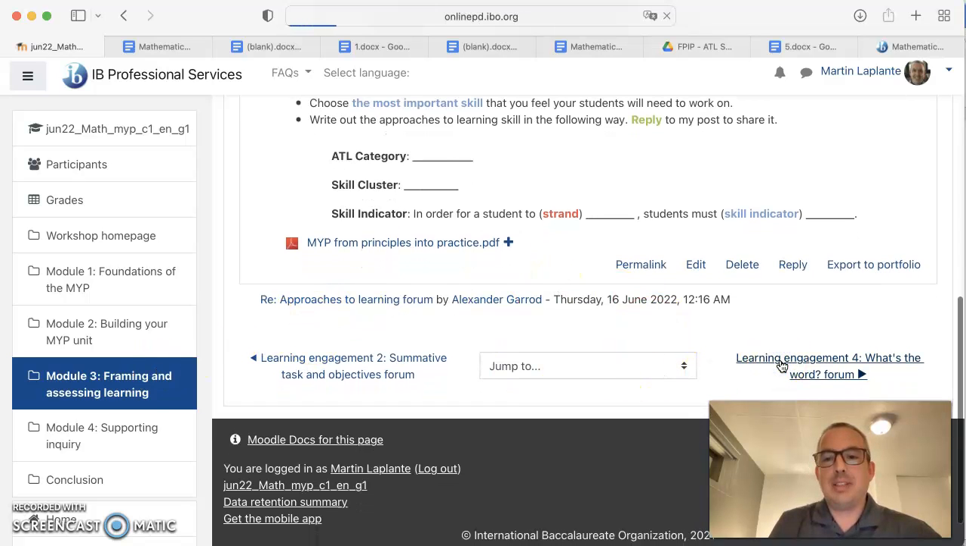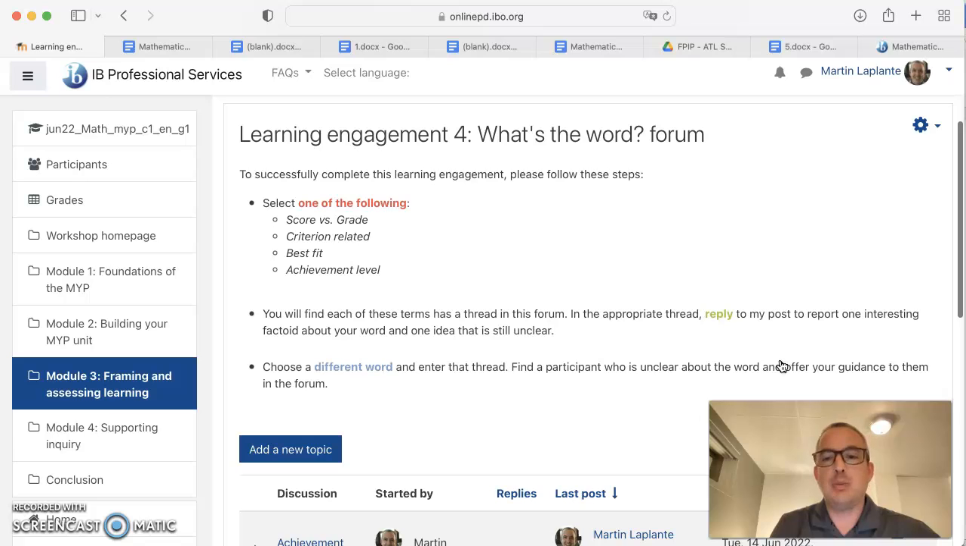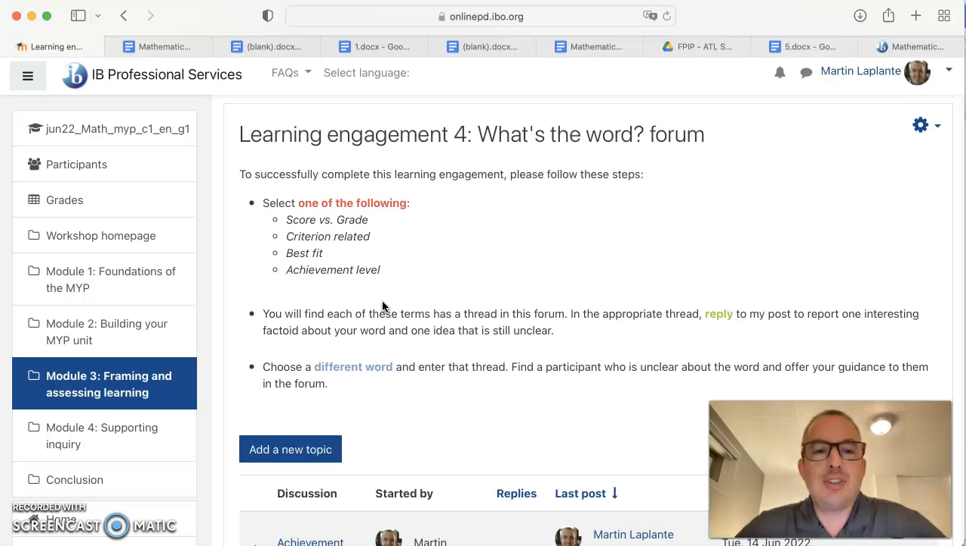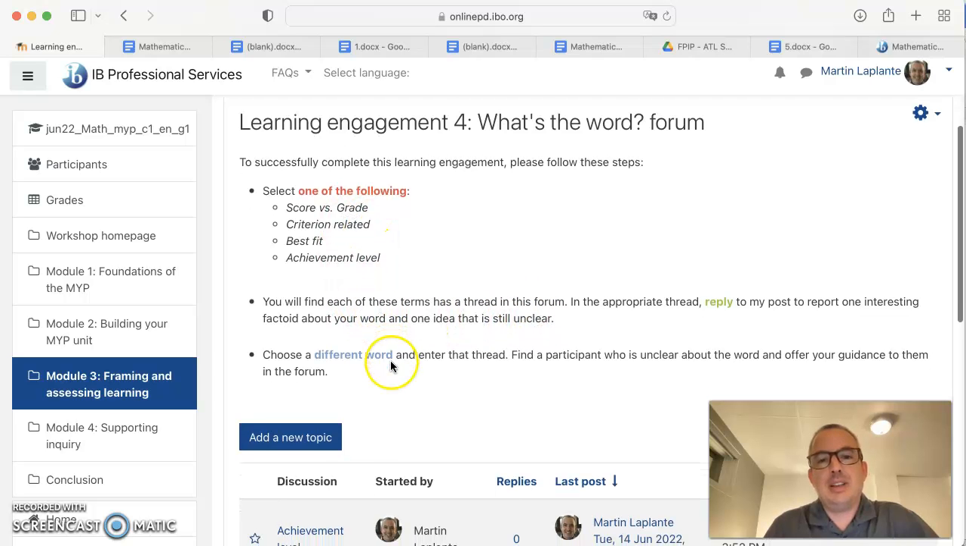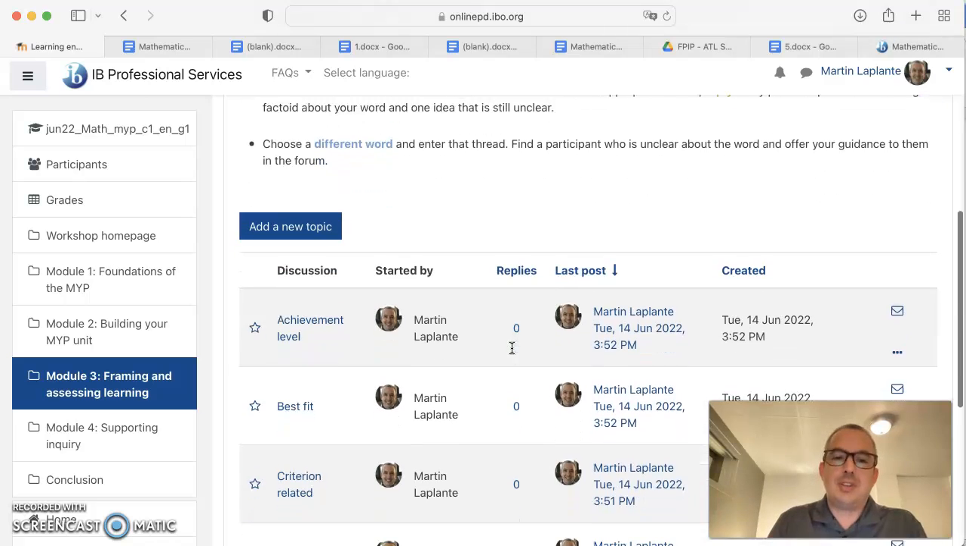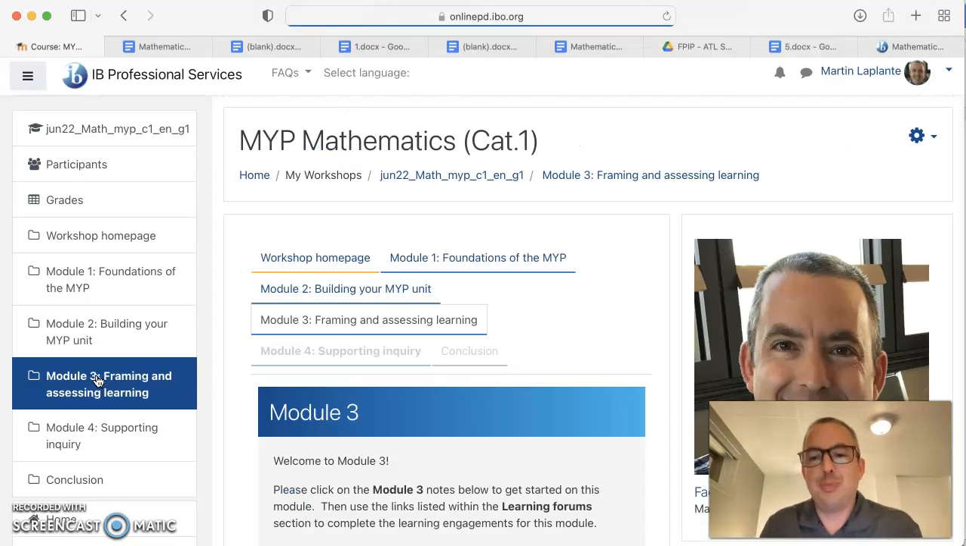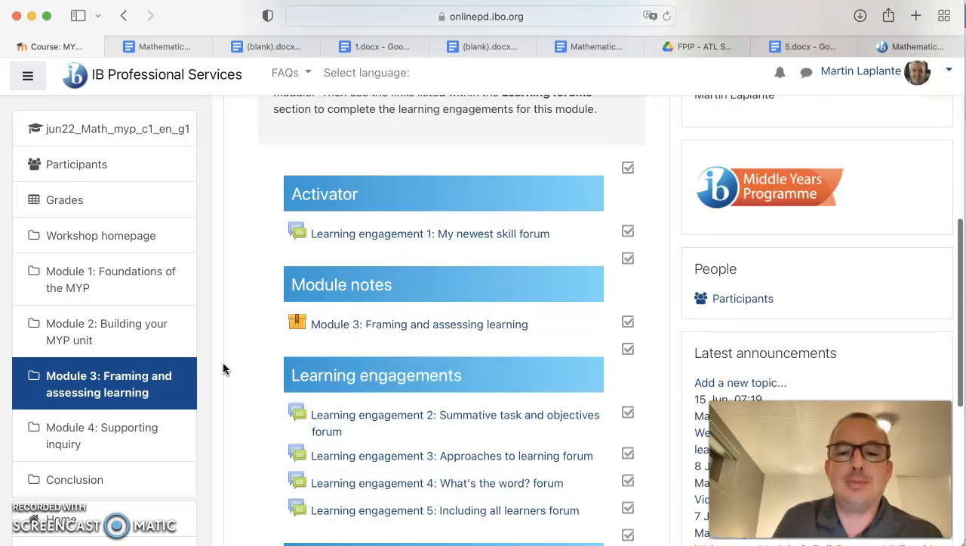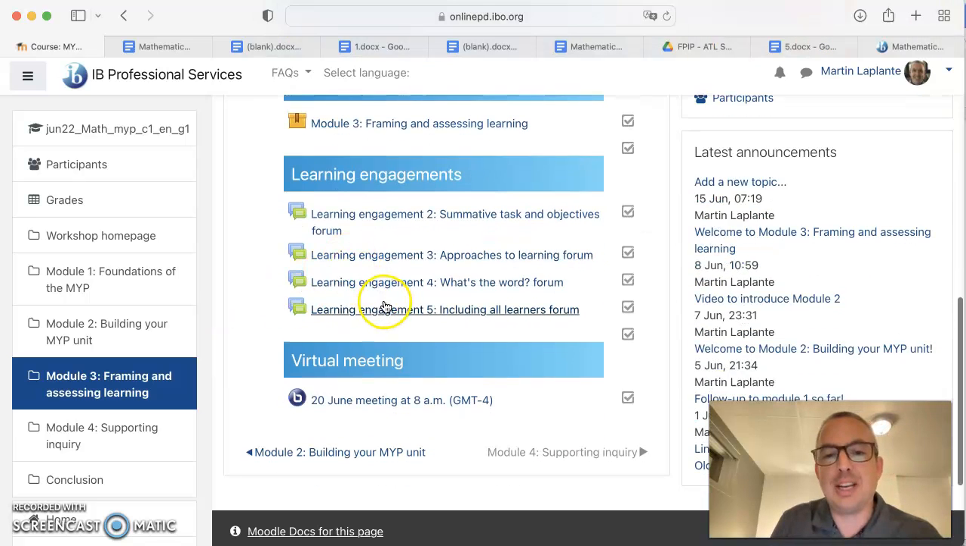The word forum is basically using the module notes. You just have to choose one of these words or terms and say one thing that is interesting about it and one thing which is unclear, and try to respond to each other. So it's pretty much about clarifying things, a fun short activity.